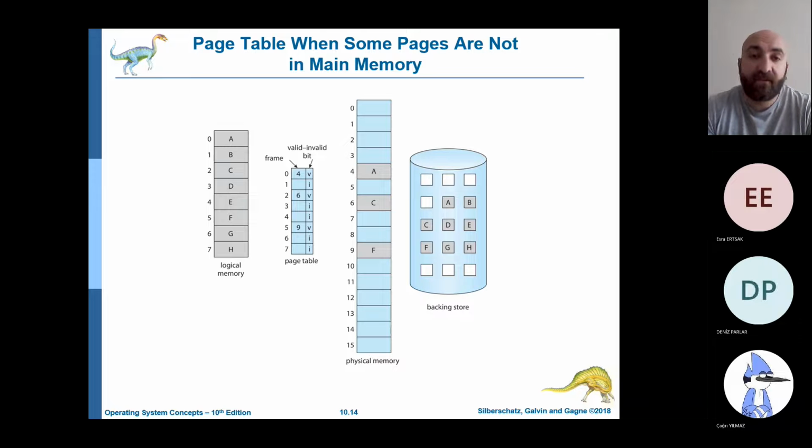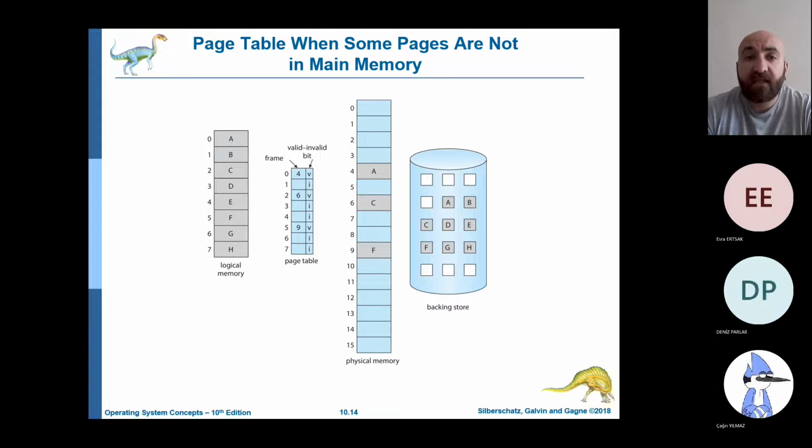The page table entry for a page that's brought into memory is set as usual, but the page table entry for a page that's not currently in memory is simply marked as invalid. This situation is illustrated in this figure. Notice that marking a page invalid will have no effect if the process never attempts to access that page.